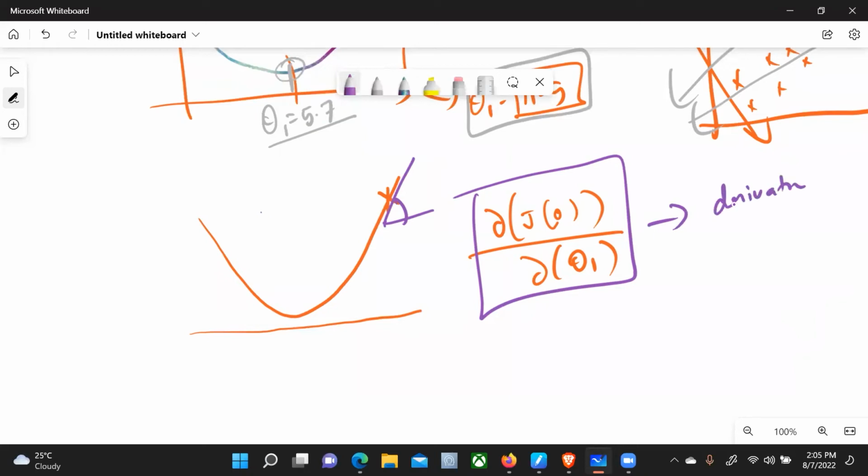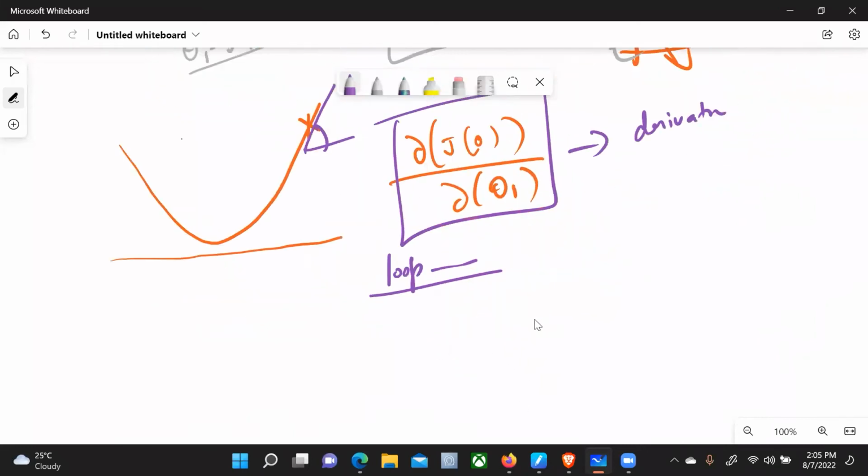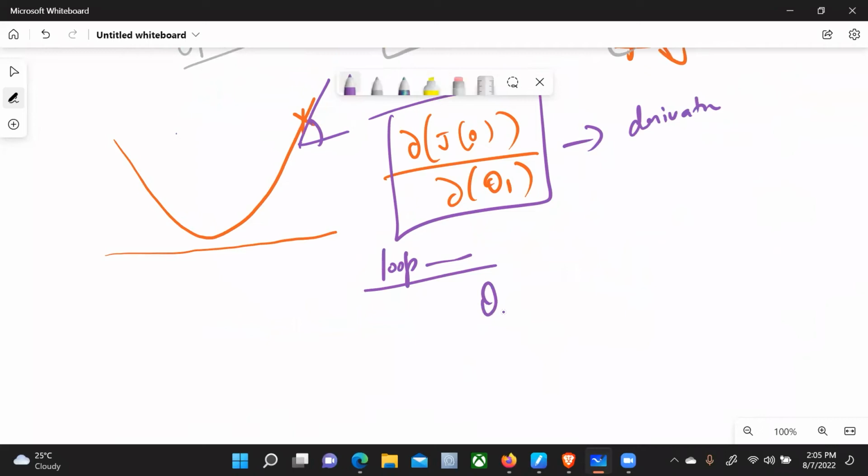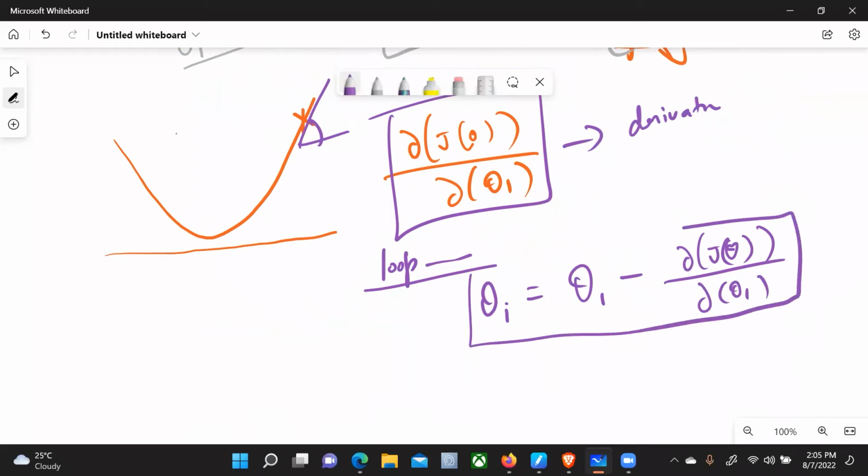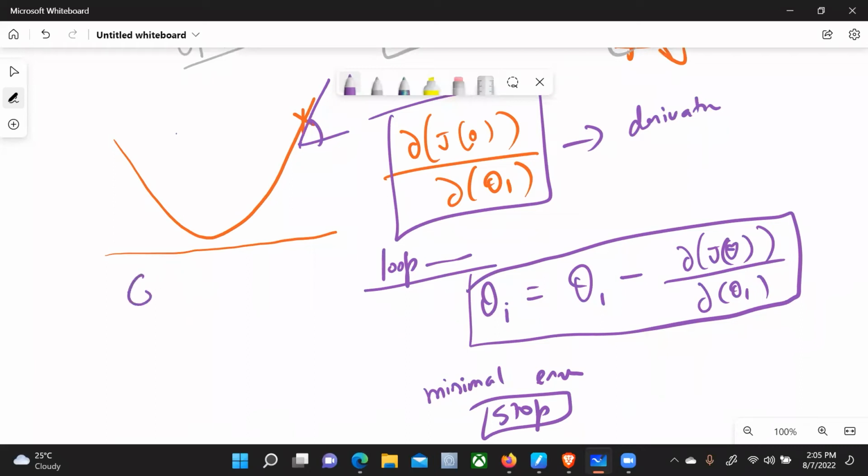So could I say that in some kind of a looping scenario, where we will continuously keep moving, what we would like to do here is keep updating our theta values: theta is equal to theta i, whatever the previous theta was in the previous loop, minus the derivative of J theta, which is your loss function, with respect to theta 1. And if you keep doing it, at some point you will reach the minimal error. And then stop. At minimal error, we have to go ahead and stop.